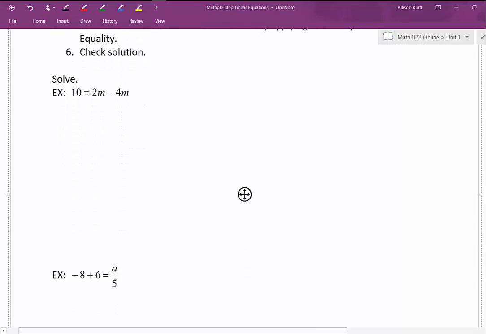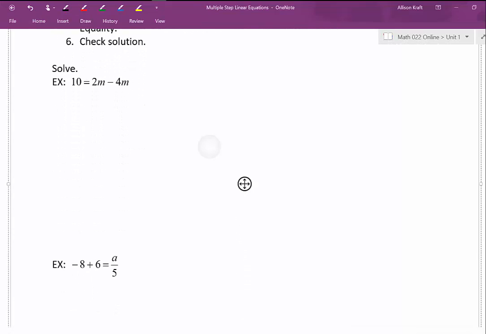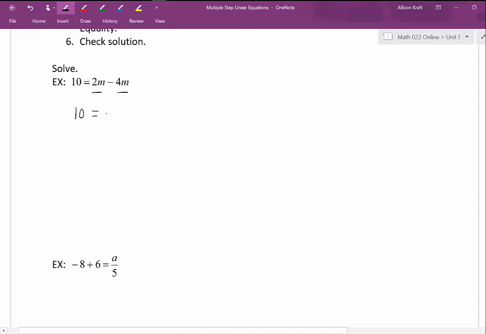The first equation we're going to solve is 10 equals 2m minus 4m. The first two steps don't apply to this problem. We don't have any parentheses to eliminate or fractions to eliminate. So we move on to the third step of combining like terms on each side of the equal sign. We notice on the right side of our equation, we have like terms that can be combined. 2m minus 4m gives us negative 2m.